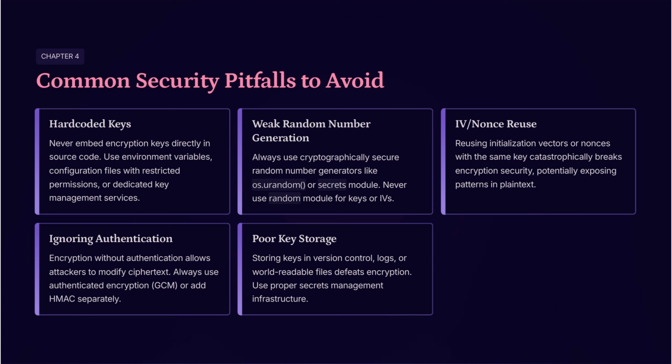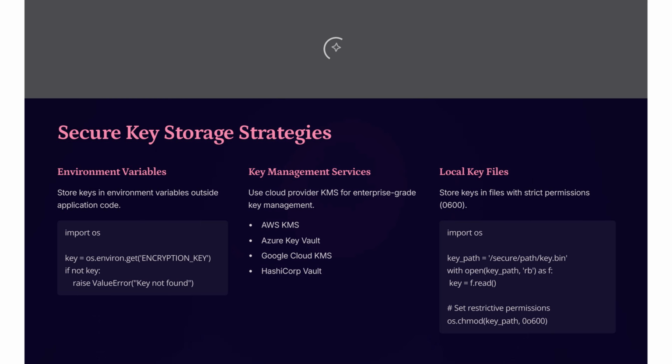Store keys securely, avoiding version control or world-readable files. Secure key storage is crucial for encryption integrity. Use environment variables to keep keys outside application code. For enterprise solutions, leverage cloud key management services like Amazon Web Services Key Management Service, Azure Key Vault, or Google Cloud Key Management Service. Locally, store keys in files with permissions set to 0600 to prevent unauthorized access.